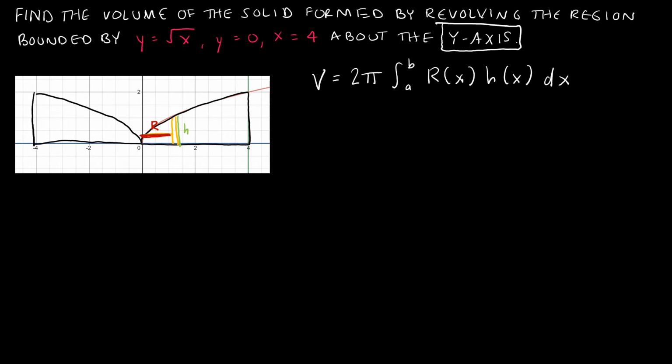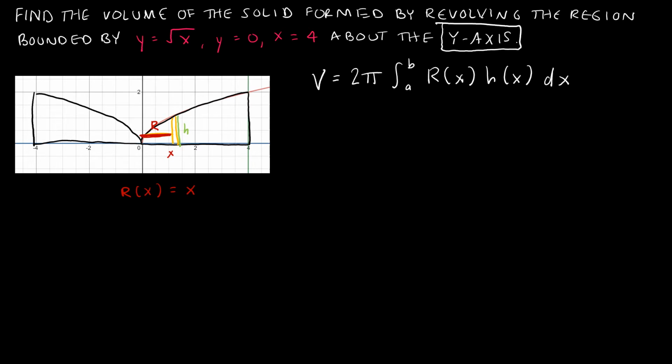So looking at radius, keep in mind that radius would be exactly whatever the x value is. That's how far the rectangle is from the y-axis, is the distance of x. So that made it very easy that r of x is equal to x.